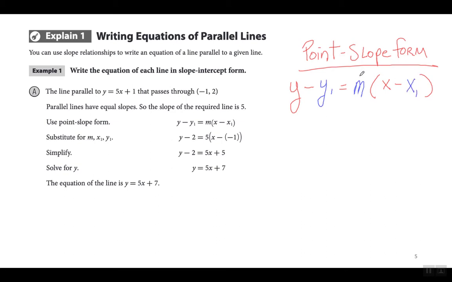Alright, the reason I put it in blue is everything I put in blue, you got to replace with numbers. So you got to put a number there, a number here, and a number here.